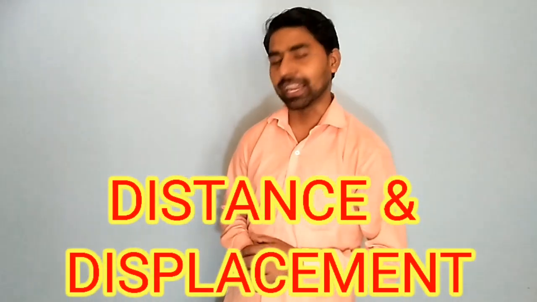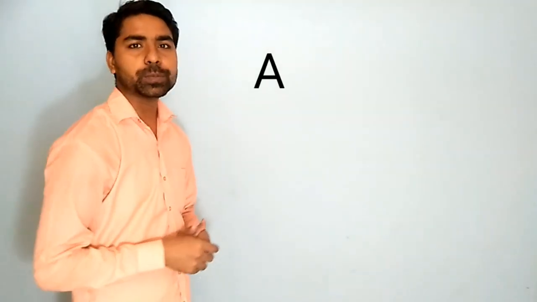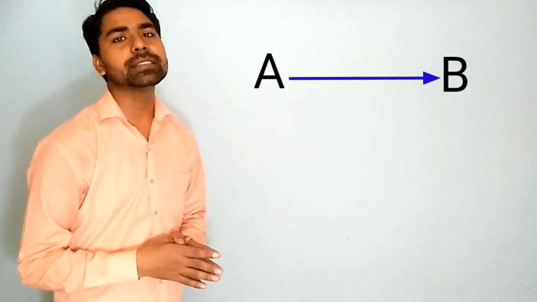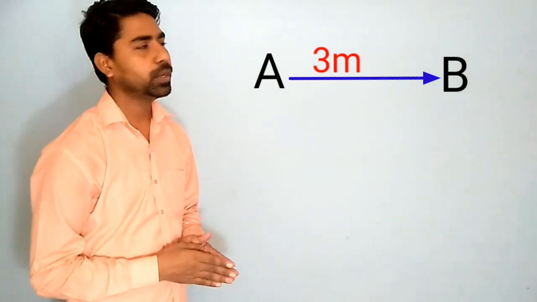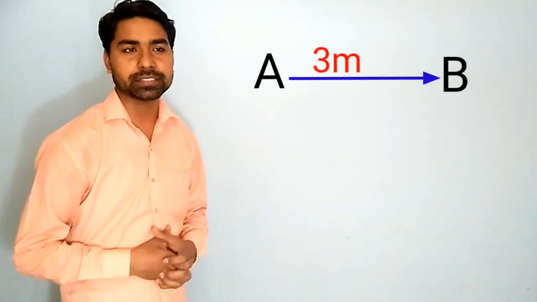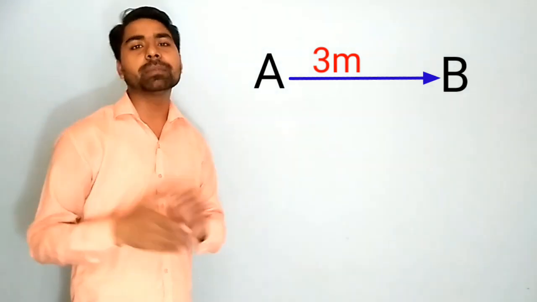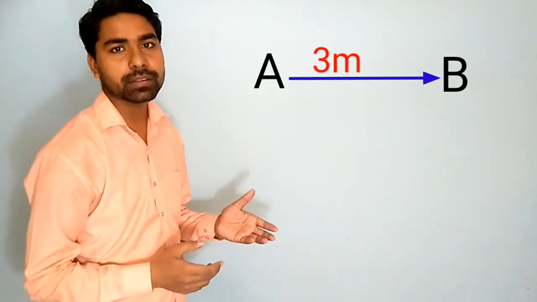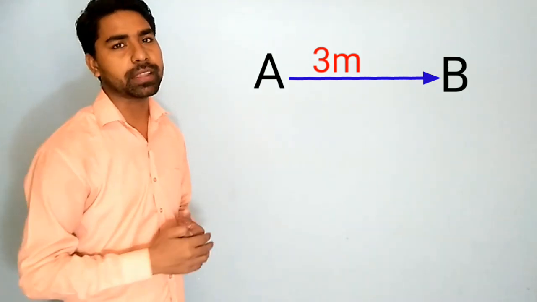The next topic is about distance and displacement. To understand what distance and displacement are, just see here. Let an object initially at point A move to the point B. The distance between A and B, I am considering, is 3 meters. So what is distance? Let's define it. The actual path covered by any object is called distance. What is the path covered? 3 meters. So the distance covered is 3 meters. Very easy, A to B.